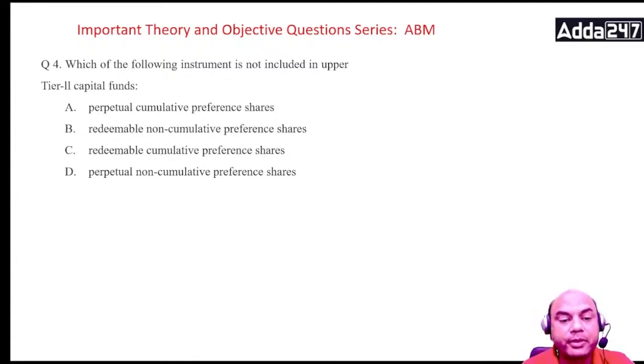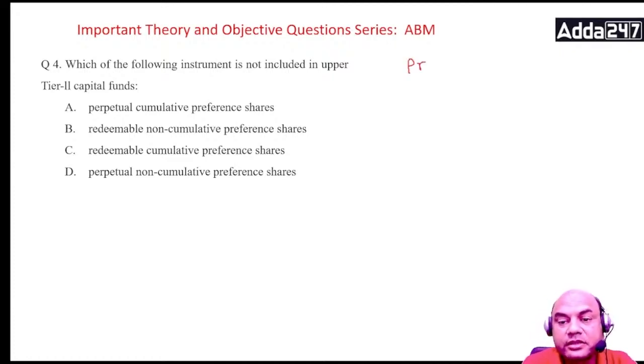Upper tier 2, perpetual cumulative preference shares, redeemable non-cumulative preference shares, redeemable cumulative preference shares, perpetual non-cumulative preference shares. I bet all of you might have got confused over here. What is all this? Firstly, remember your JIB. In JIB, what had you done?